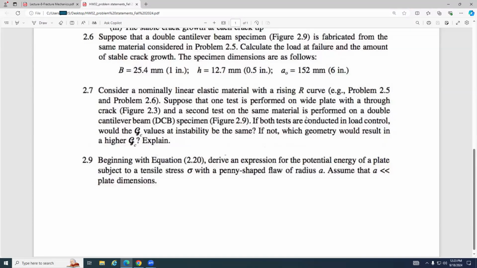I'm not good at drawing, but this is for the DCB. You can see very clearly that even though R is the same, these two curves are different. Then you will know G equals R, dG/dA equals dR/dA. For these two different curves, you will have different critical A. You understand, guys?